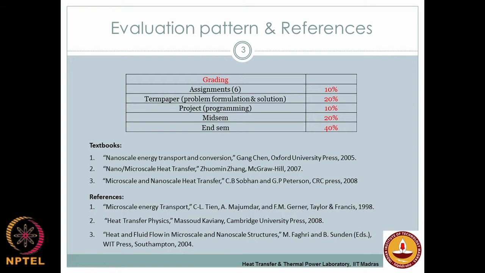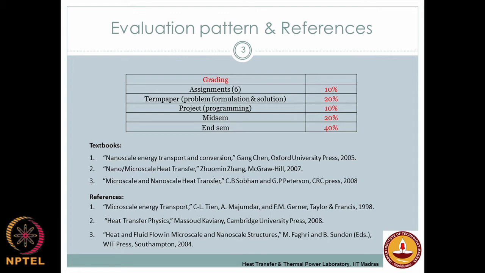There is another book by Professor C.B. Soban. He is from NIT Calicut, and he spent a considerable amount of time working with Professor Peterson in the US. They have written a book called Micro Nanoscale Heat Transfer, which unfortunately does not have much emphasis on the nanoscale heat transfer part. It is mostly microscale heat transfer, like flow in microchannels and so on, but the fundamentals are not as extensively covered in this textbook as in textbook number 1.